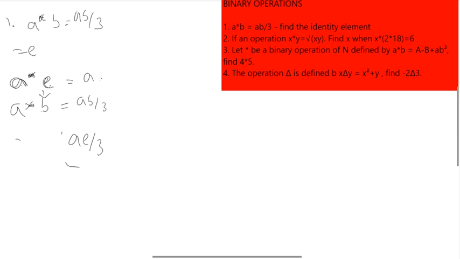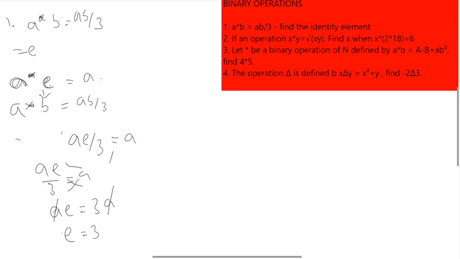So this a asterisk e that we have done is supposed to be equal to a, right? So we have ae over 3 is equal to a. We'll cross multiply, so we have ae is equal to 3a. Remember, we're looking for e, right? So here we can just divide both sides by a, and e is equal to 3. So this is the identity.